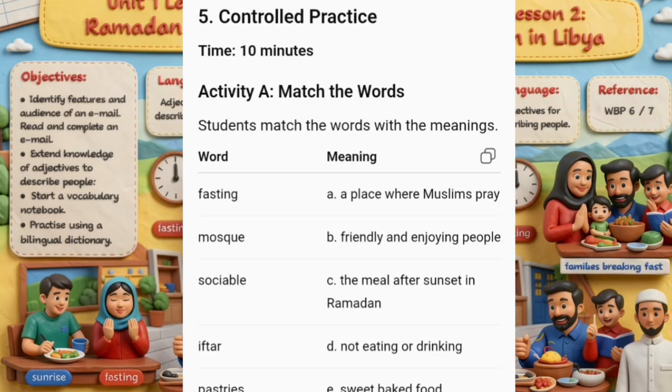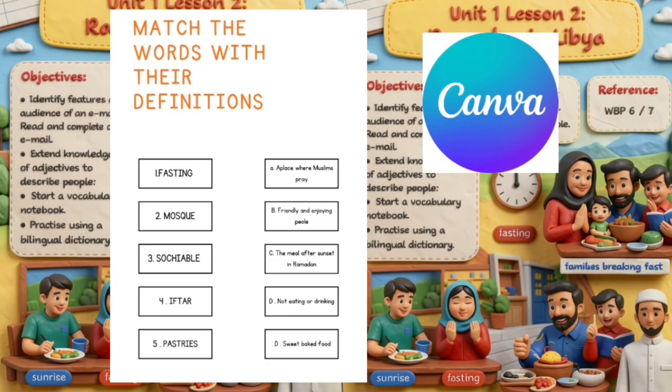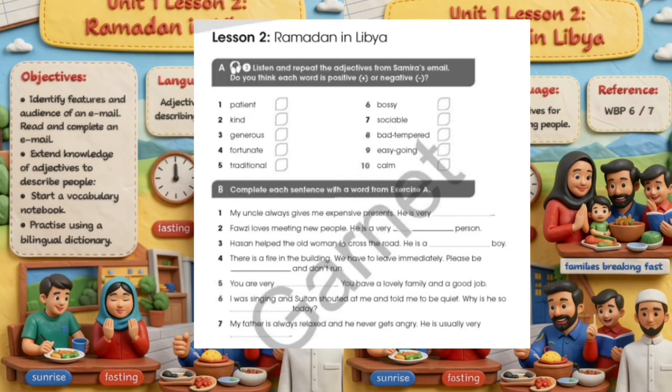Step 5, controlled practice. Students take 30 minutes. Students match the words with the meaning. Step 6 here, meaningful practice that belongs to their curriculum and their workbook.